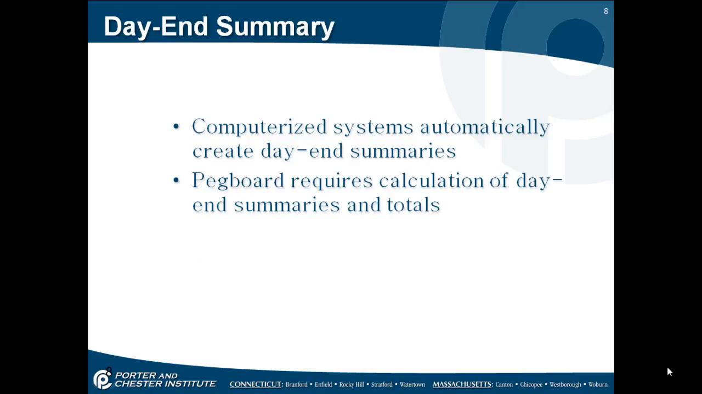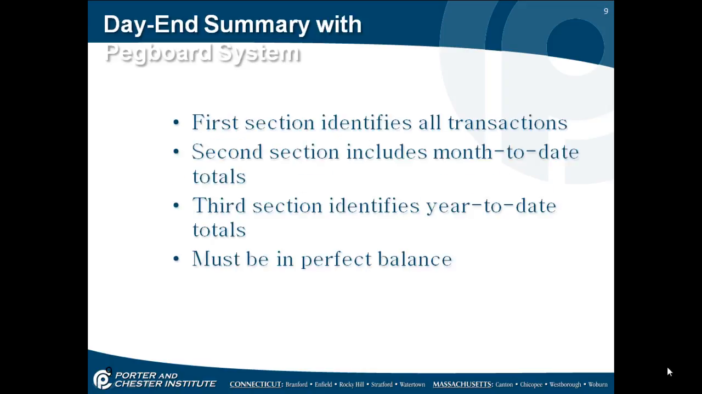Day-end summary. Computerized system automatically creates day-end summaries. A Pegboard system requires calculation of the day-end summaries and the totals. The day-end summary with a Pegboard system, the first section identifies all the transactions. The second section includes the month-to-date totals. The third section identifies the year-to-date totals, but they must be in perfect balance.